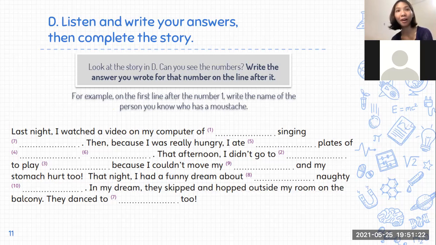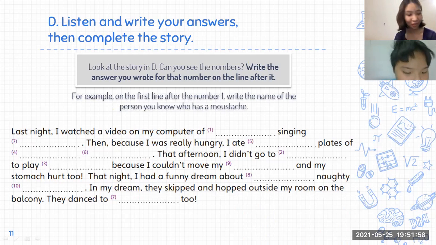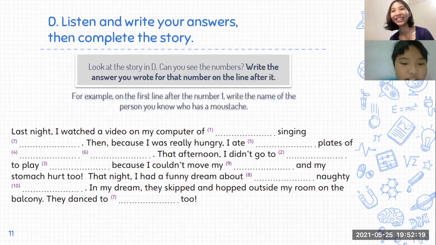Where are you? Why can't I see you? Afternoon. Is the network having trouble? This afternoon I didn't go to. Go to what? Number 2, what do you know? Restaurant. I didn't go to the restaurant. Or go to the restaurant to play? To play what? Play FIFA. To play FIFA?